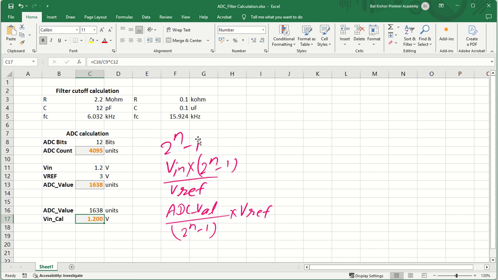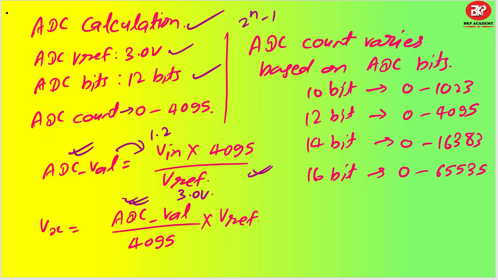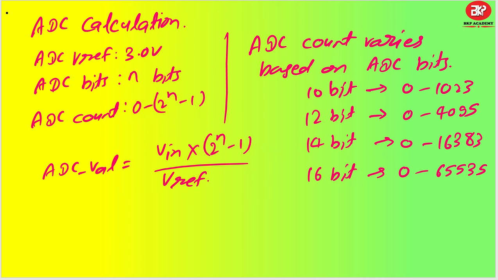So these are the three formulas: for count, for ADC value, and from ADC value what will be the analog voltage. You can use this particular sheet as a reference to find out the ADC value calculation, either digital values or analog values, or number of counts. All right, so this was all about ADC calculation. If you want, you can have more understanding of ADC calculation.